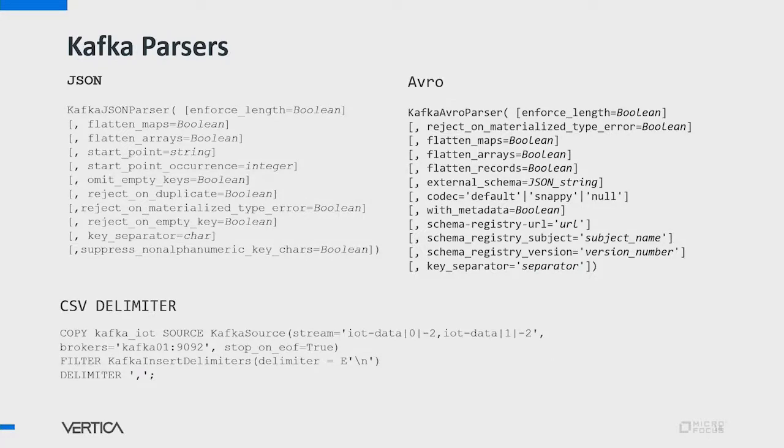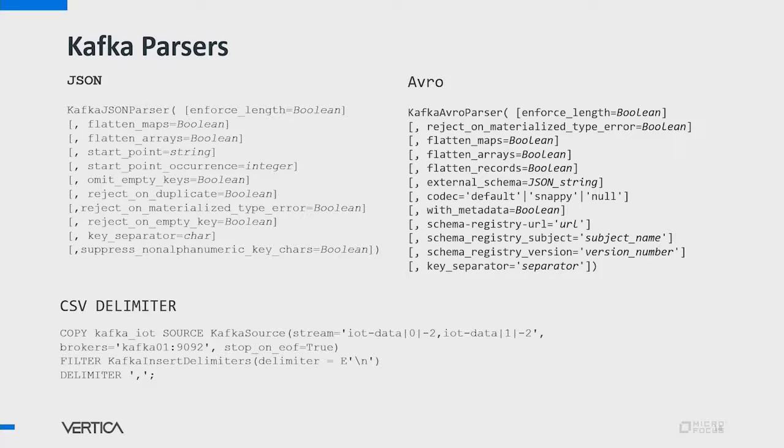In terms of the Kafka parsers, we have three options. The first parser is called Kafka Parser, which doesn't really parse Kafka messages. It simply passes whatever messages it receives as a long varchar to Vertica. And then we have Kafka JSON parser and Kafka Avro parser, what we see here on the screen.